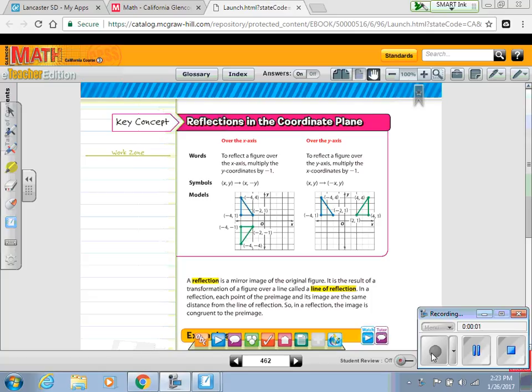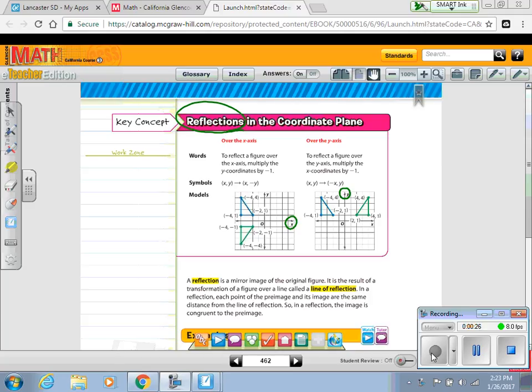So we talked about transformations already. We've talked about translations where the image slides. It doesn't change shape. It doesn't change size. It just slides. Now we're going to talk about reflections. Reflections are where the image is going to flip across an axis, the x-axis or the y-axis.